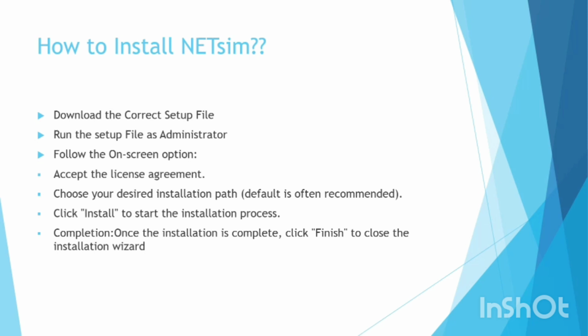Accept the license agreement. Choose your desired installation path. Here, you need to set an installation path in which you can save this NetSim simulation. Click install to start the installation process. Once the installation is complete, click finish to close the installation wizard.